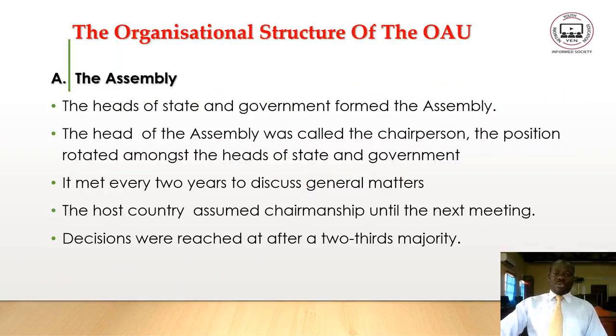The organizational structure of the OAU. First, there was the assembly. The heads of state and government formed the assembly. The head of the assembly was called the chairperson. The position rotated among the heads of state and government. So it met every 2 years to discuss general matters.